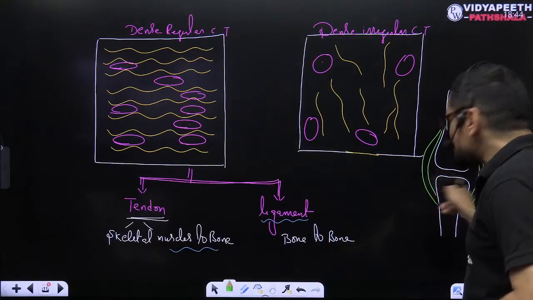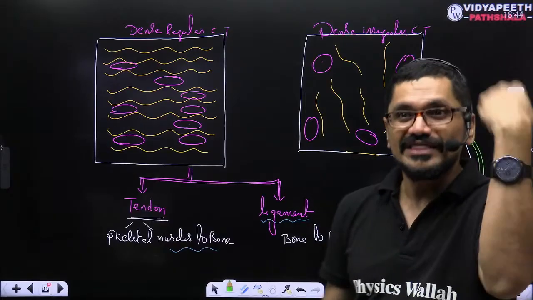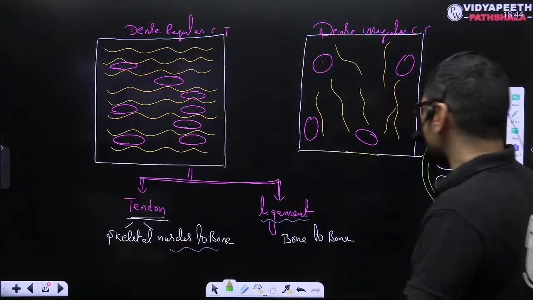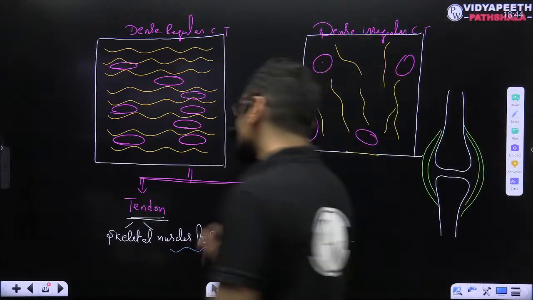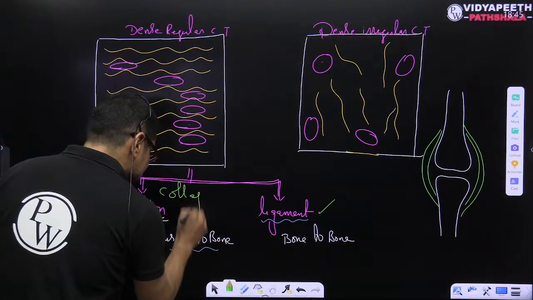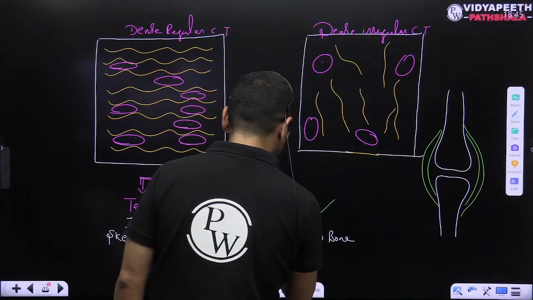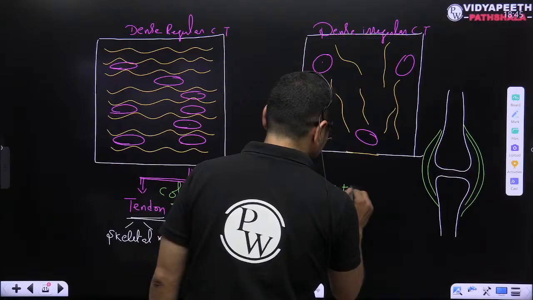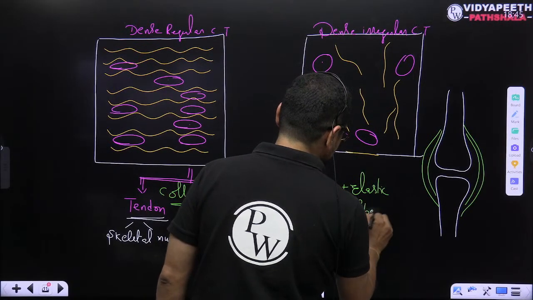So too much dislocation should be prevented, at the same time flexibility should be provided. Flexibility is provided, and at the same time dislocation is prevented, because of having this ligament. So ligament connects bone to bone, tendon connects skeletal muscle to bone. Tendon shows collagen fibers, ligaments show collagen fibers and elastin. Elastic fibers are also present.